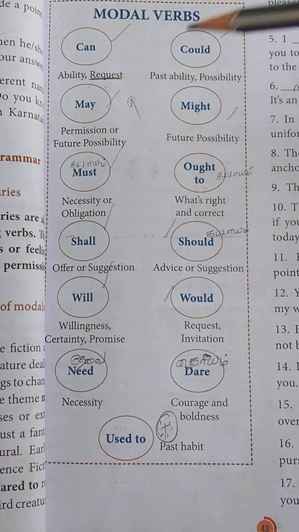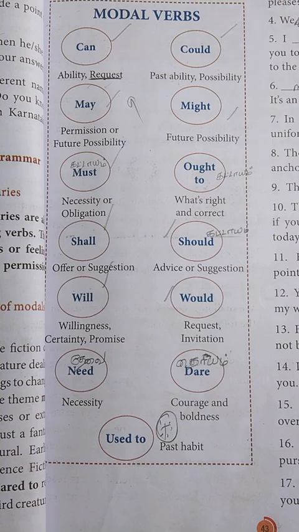Next, possibility: it may happen or it may not happen. So the next one goes to may. If you see this modal may, first of all, what comes to your mind? Blessings, greetings. What is a blessing? May God bless you.